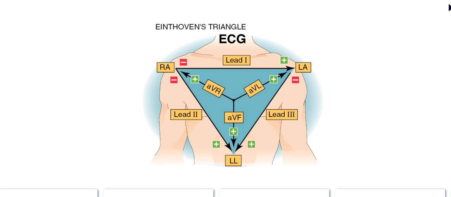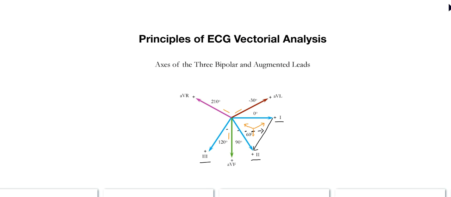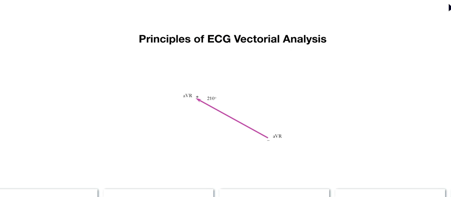So it's the same thing as what we saw here, just with all, I guess, the butts of your arrows at one point and showing what the directionality is of each of these. So AVR, the negative would be down toward the left. That's at about 30 degrees. Positive 30 degrees is where the negative end of this vector is. And then the positive is up at 210.